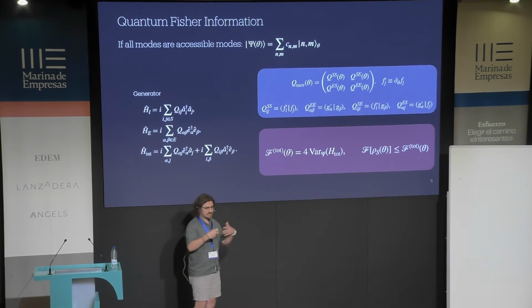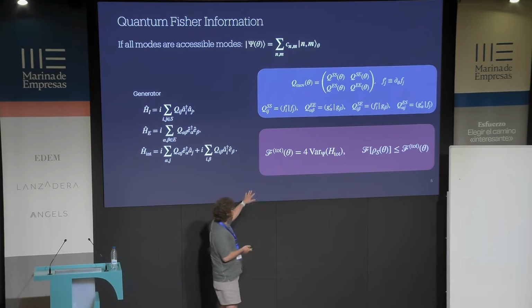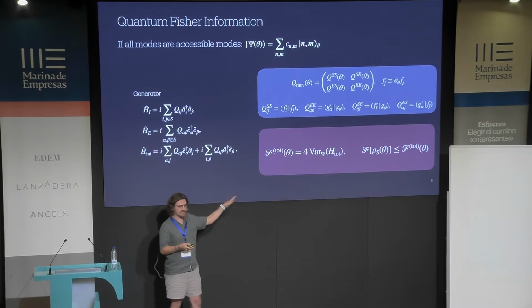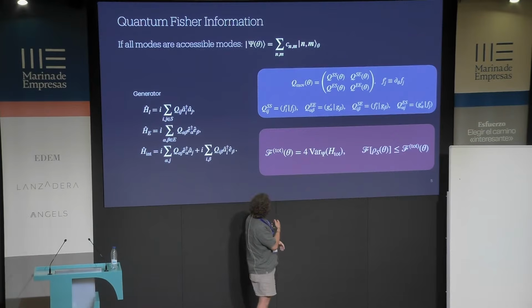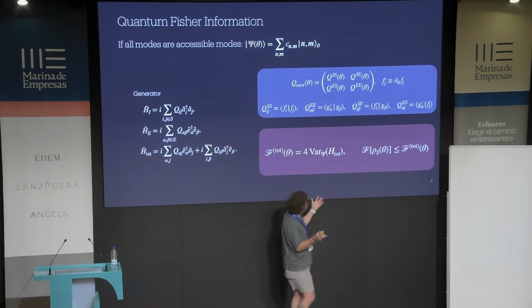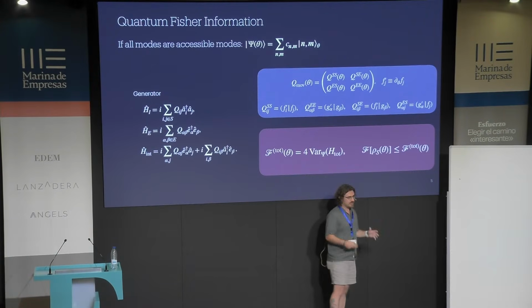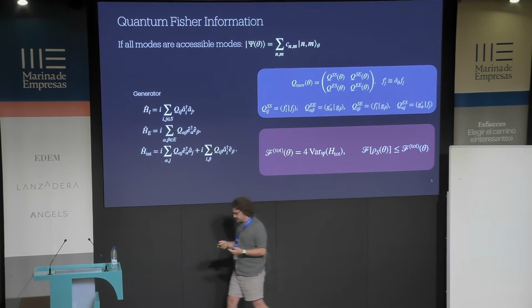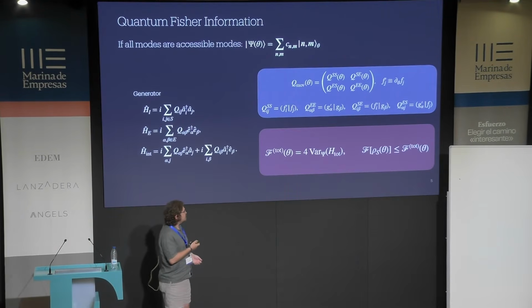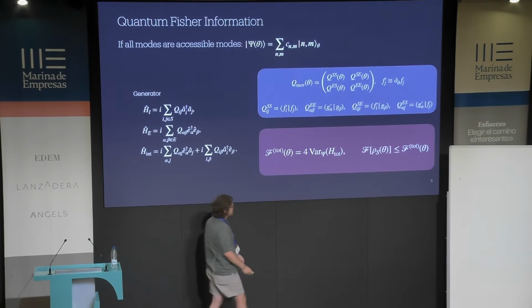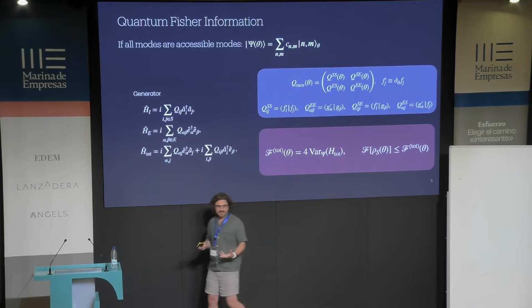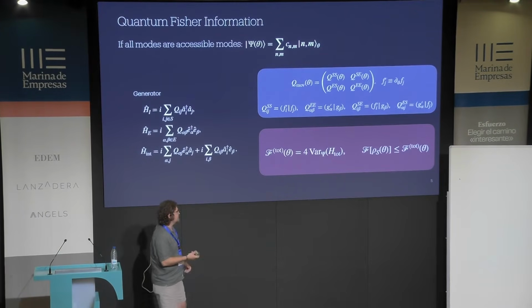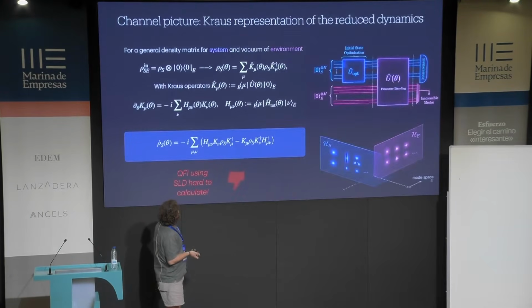So if you can access everything, then we know the result of the quantum Fisher information, which is 4 times the variance of this total generator, whatever it is. And we know that for the accessible system, if we cannot access all the modes, this is upper bounded by this total quantum Fisher information. But the goal is to calculate really this reduced state quantum Fisher information, so that we can understand how far away our measurements are from this bound. So good.